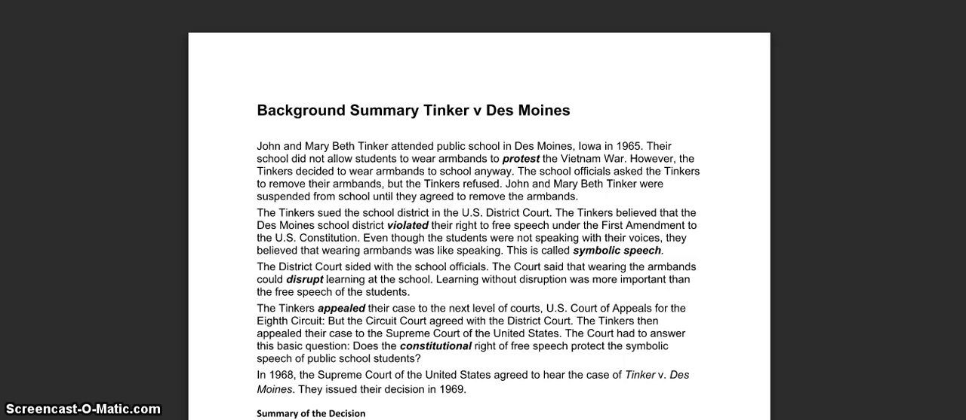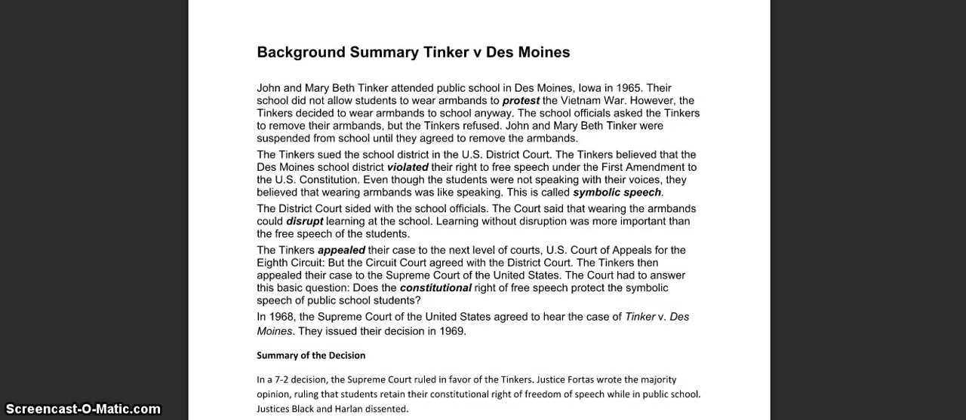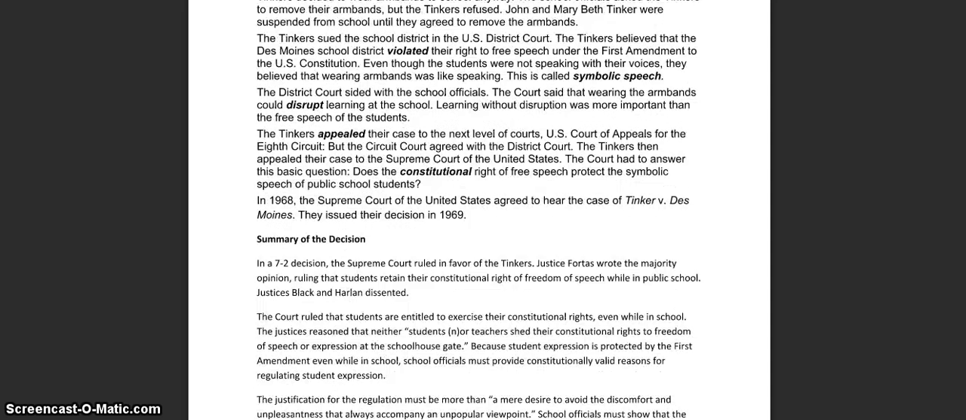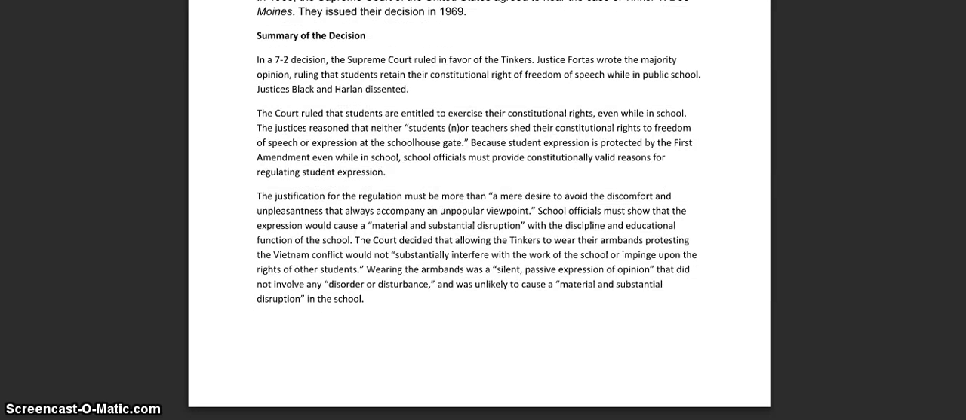The Tinkers then appealed their case to the Supreme Court of the United States. The court had to answer this basic question: does the constitutional right of free speech protect the symbolic speech of a public school student? In 1968, the Supreme Court of the United States agreed to hear the case of Tinker versus Des Moines. They issued their decision in 1969. Summary of the decision. In the 7-2 decision, the Supreme Court ruled in favor of the Tinkers. Justice Fortas wrote the majority opinion, ruling that the students retain their constitutional right of the freedom of speech while in public school. Justices Black and Harlan dissented.